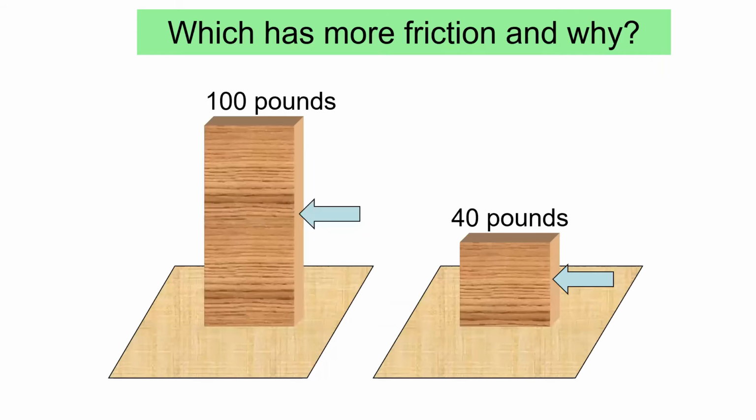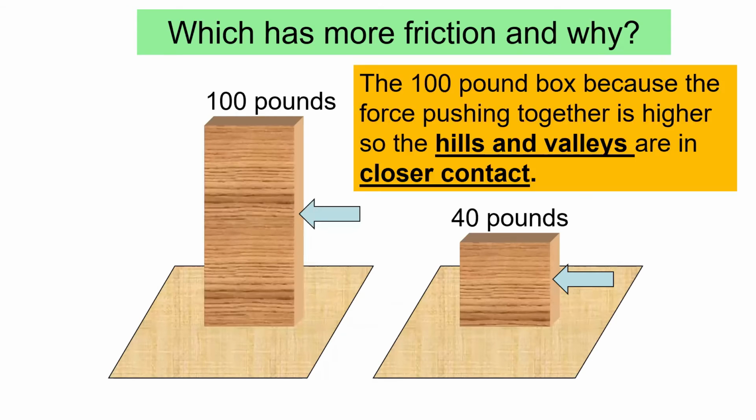Look at these two woods, 100 pounds and 40 pounds. The 100 pounds is heavier compared to 40 pounds. So which has more friction? The 100-pound box, because the force pushing together is higher. So the 100 pounds has greater friction compared to 40 pounds.